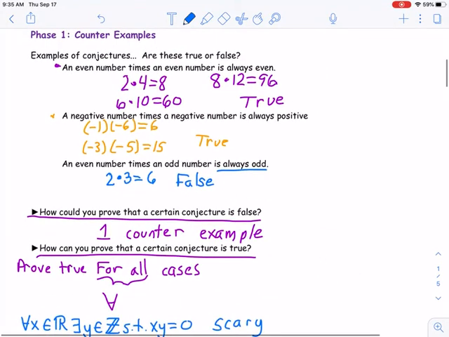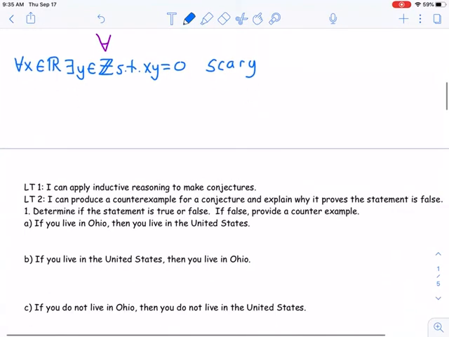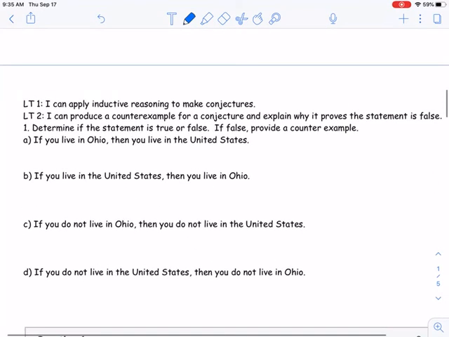So this whole statement is false because all we need to find is one counterexample to make the whole thing false. It might be true in a lot of cases, but if it's false in one case, the sentence itself becomes false. So let's look at this right here. Determine if the statement is true or false. If false, provide a counterexample.